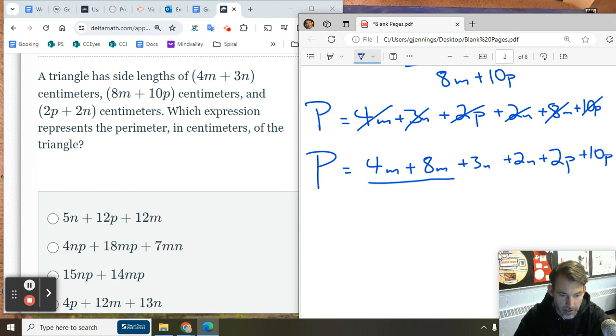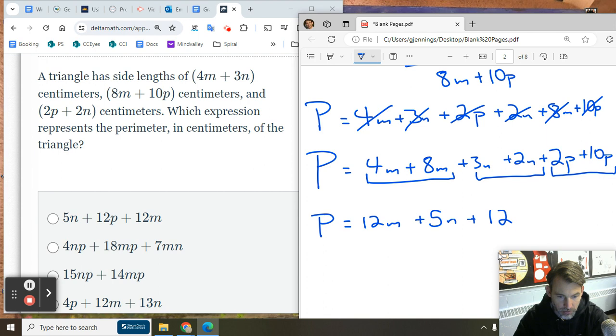Now I can collect these. Those marshmallows plus marshmallows gives me 4 marshmallows plus 8 marshmallows is 12 marshmallows. 3 nuts plus 2 nuts is 5 nuts. And 2 papayas plus 10 papayas is 12 papayas. This is an N. This is an M. 12m plus 12p plus 5n, I found it there.